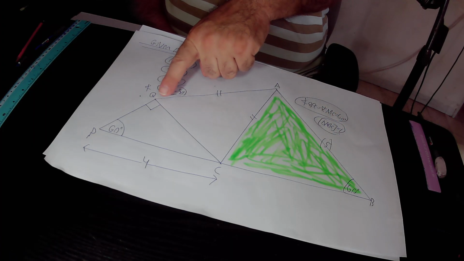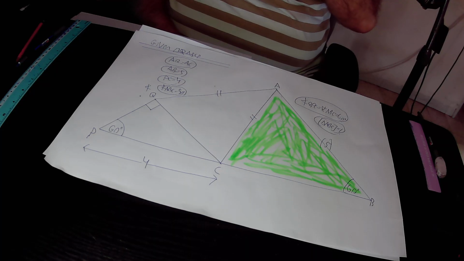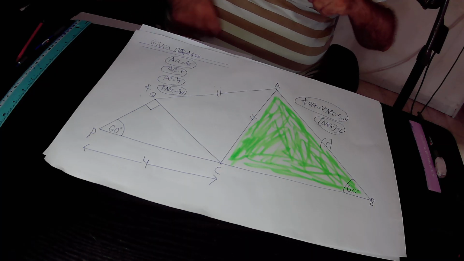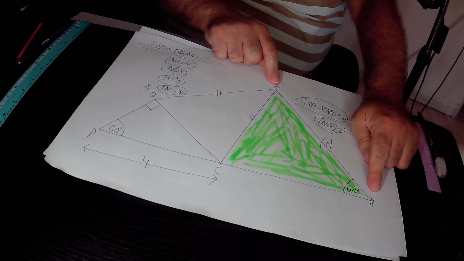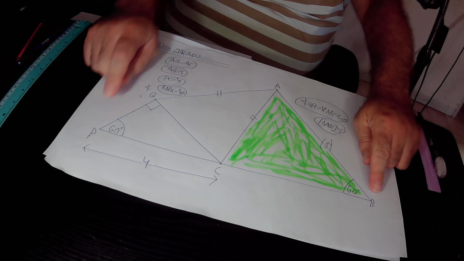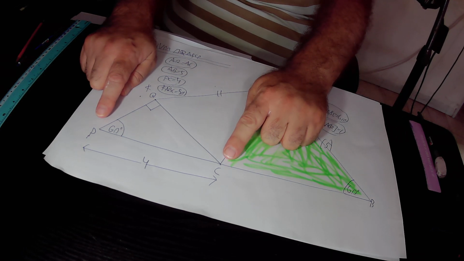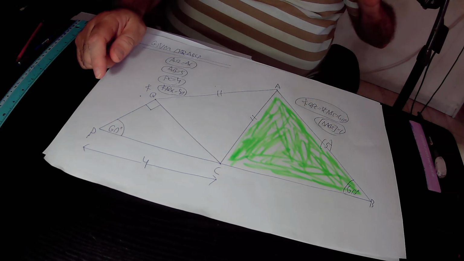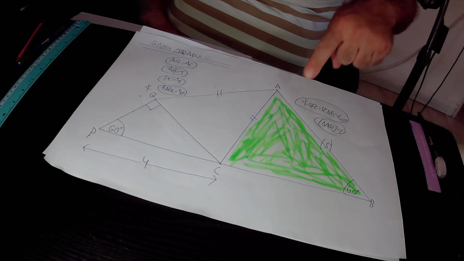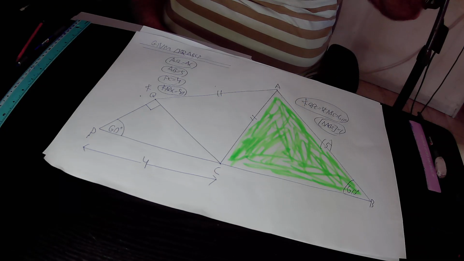This is angle PQC that is a right angle. In addition, we know that side AB equals 5 units in its length. This is line segment PC that equals 4 units in its length. Again, our task is to find out the area of this green triangle, triangle ABC.